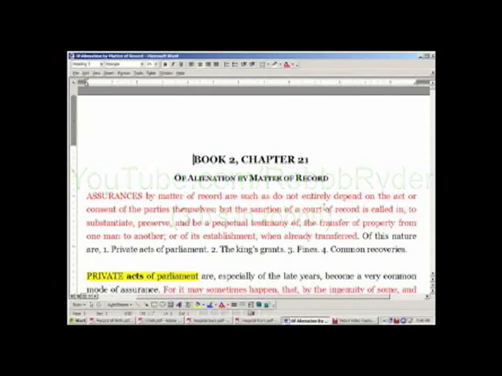Okay, so assurances by matter of record are such as do not entirely depend on the act or consent of the parties themselves, but the sanction of the court of record is called in to substantiate, preserve, and be perpetual testimony of the transfer of property from one man to another or its establishment when already transferred. Of this nature, there are private acts of Parliament, the King's grants, fines, and common recoveries.